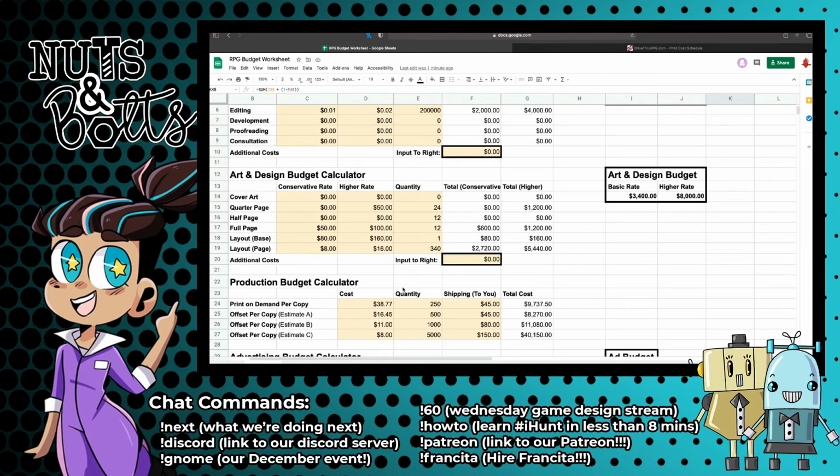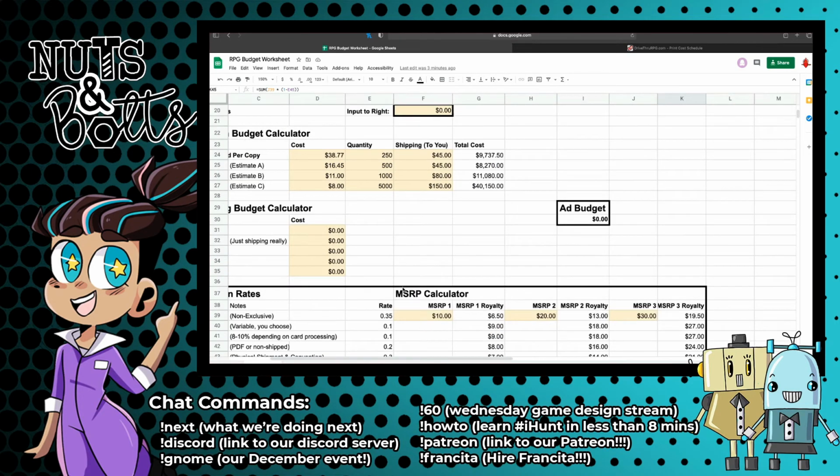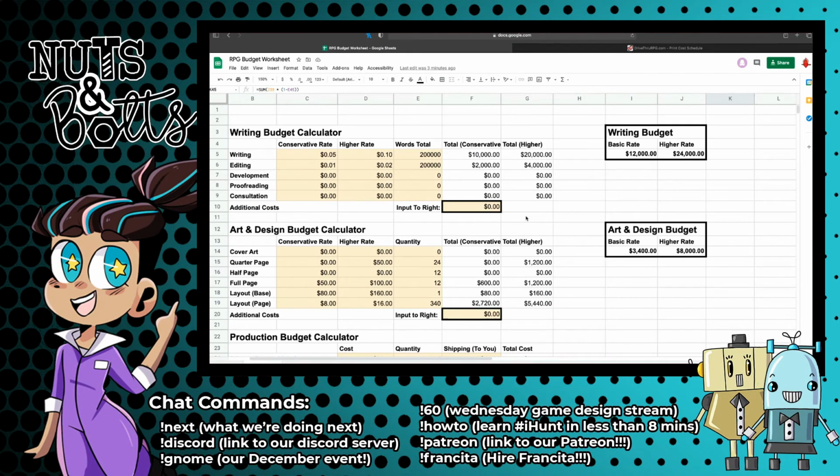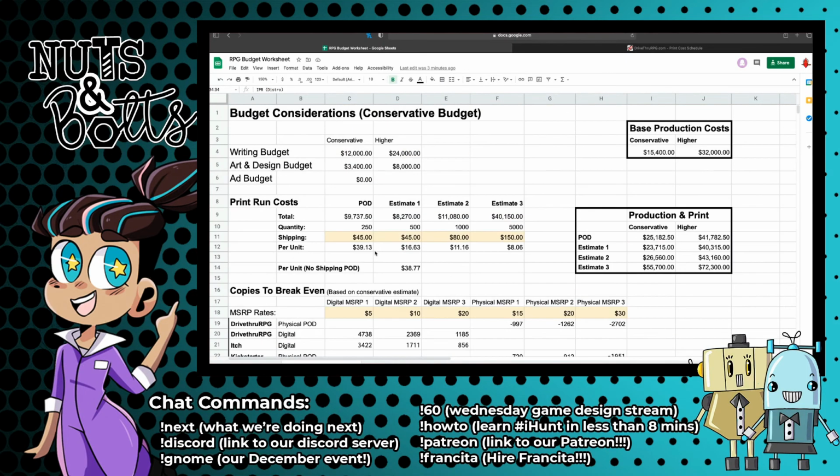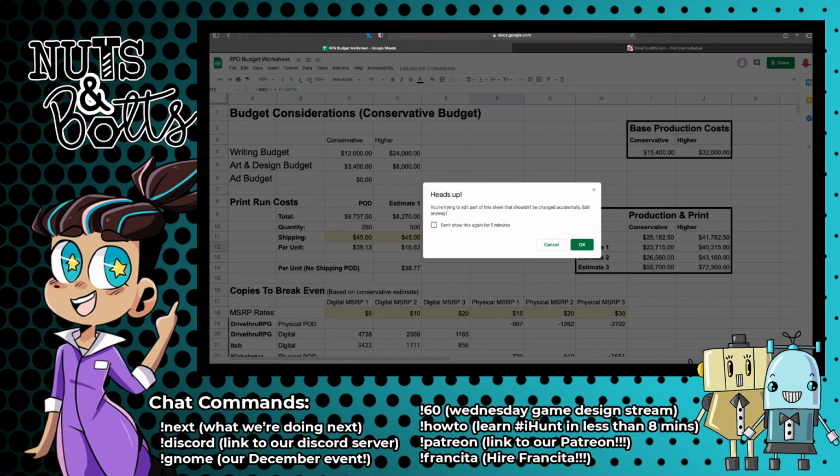Now let's look at the actual budget breakdowns here. This is scary. These numbers are very big. It's okay. So let's look here. The shipping I actually already calculated into the cost.